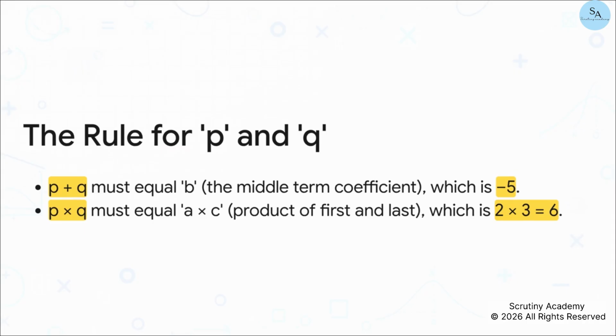These 2 numbers, p and q, have to follow 2 very specific rules. Rule number 1, when you add them, p plus q, they have to equal the middle term's number, which in this case is minus 5. And rule number 2, when you multiply them, p times q, they have to equal the product of the first and last numbers. So 2 times 3, which is 6.